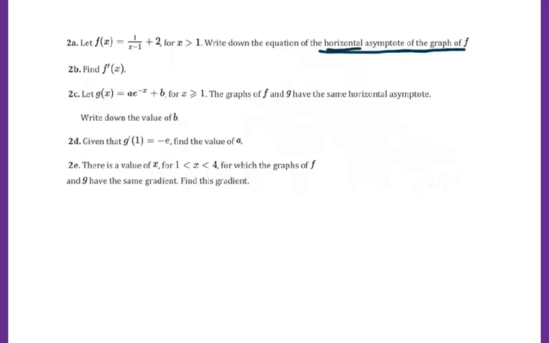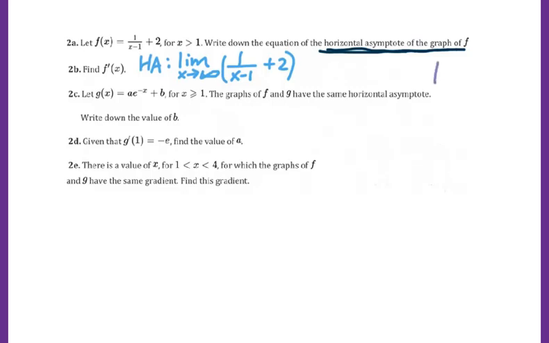How do you get the horizontal asymptote line? We need to do the limit as x tends to infinity of 1 over x minus 1 plus 2. This will be the horizontal asymptote line for rational functions. So we plug infinity into this x.